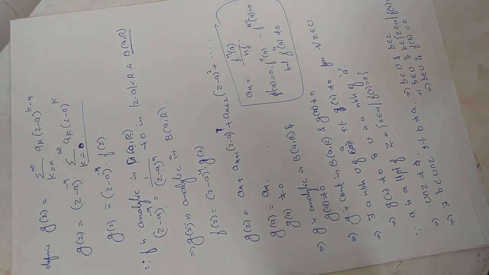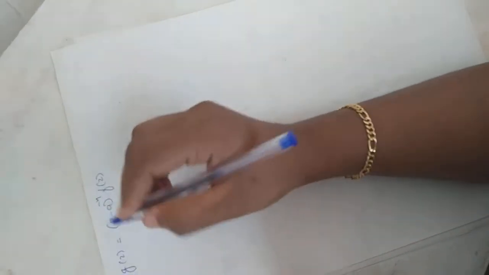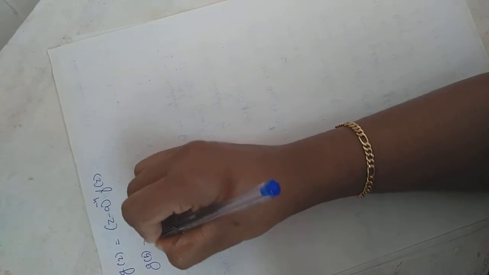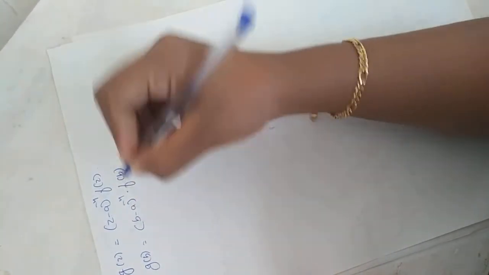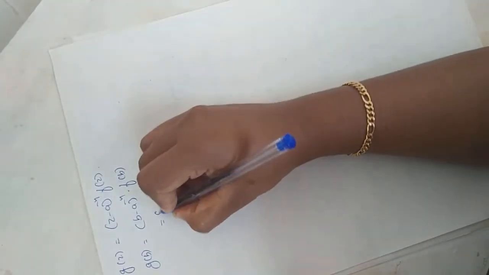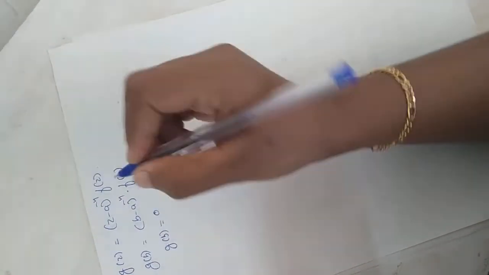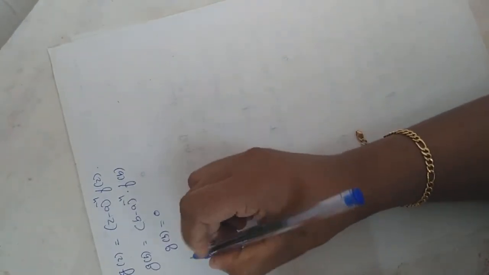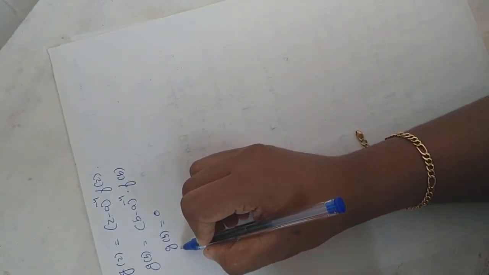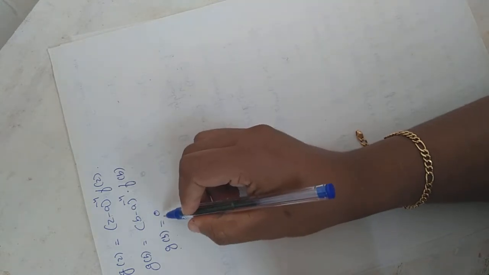Then you consider g of b. You consider g(z) equal to, by definition, this. Then g of b will be equal to (b minus a) raised to minus n into f of b. But we have f of b equal to 0. Therefore, we get g of b equal to 0. Right? So which implies the function g is 0 in the neighborhood U at the point b.